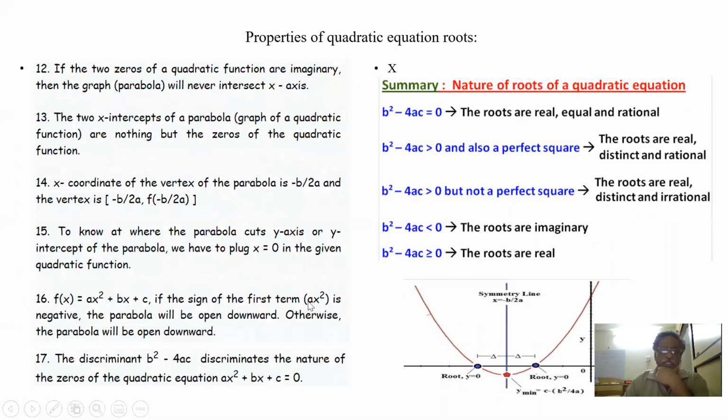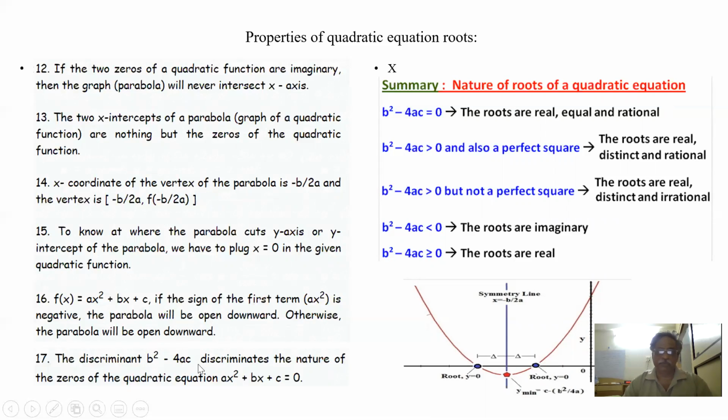So if the sign of a is minus, we'll have a downward-opening parabola. If it is plus, we have an upward-opening parabola. Otherwise, the parabola will open upward. This is upward. Here it should come upward.